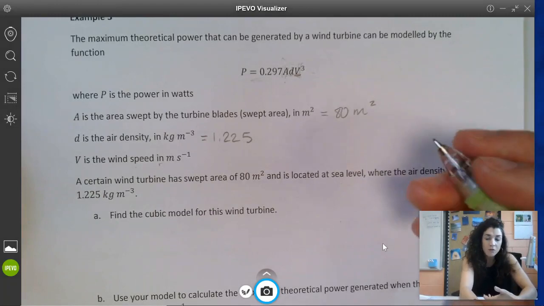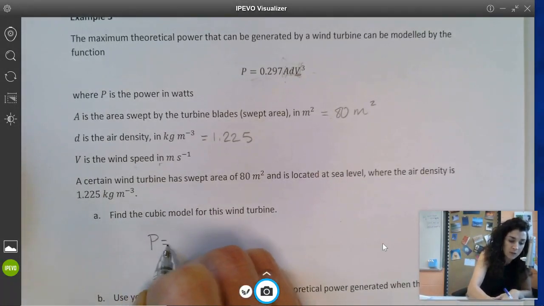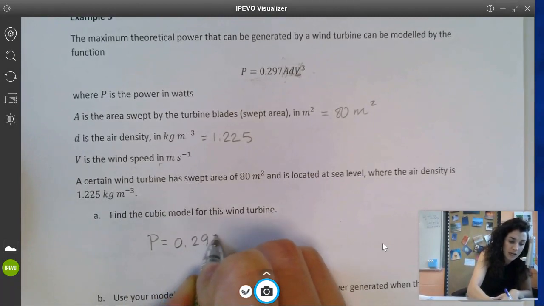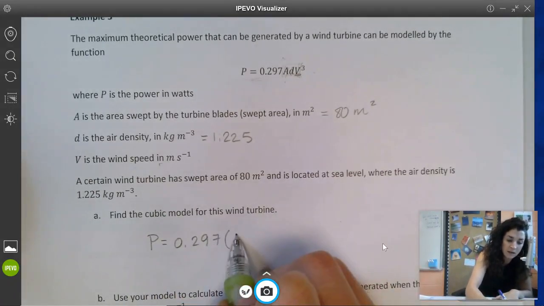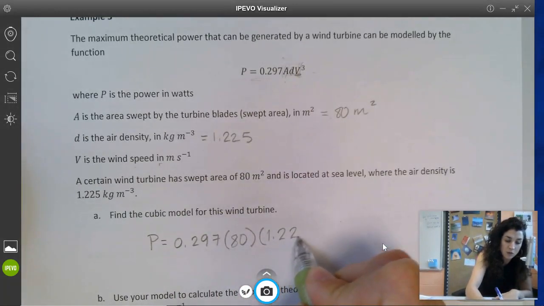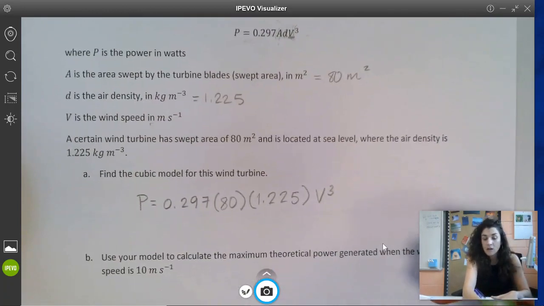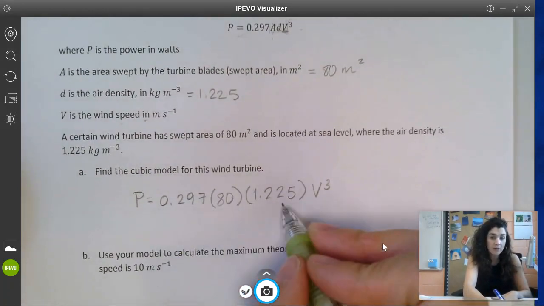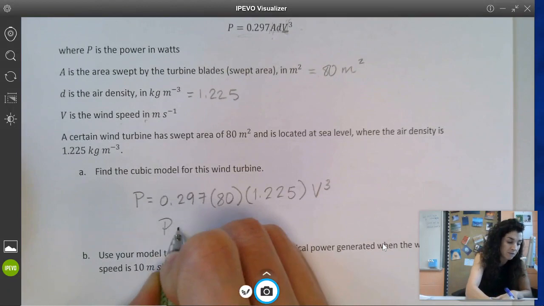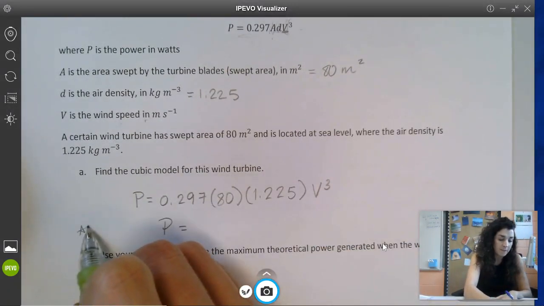So all you need to do is plug in the numbers that you have been given. So P equals 0.297 times A, which is 80, times D, which is 1.225, times V cubed. Just plugging those in. We're going to multiply all three of those numbers together, and we're going to get the final equation of what?